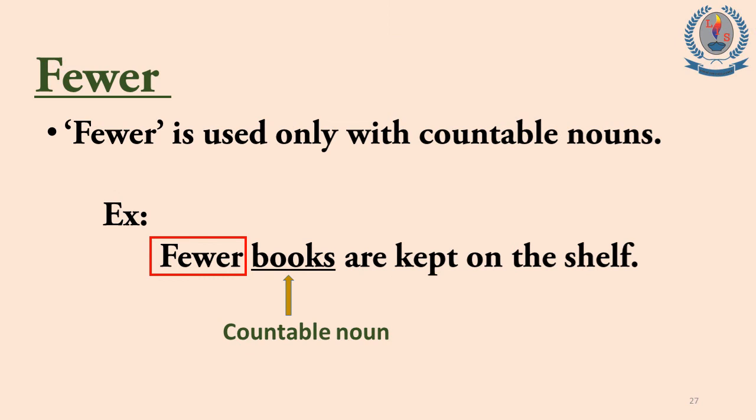Fewer. Fewer is only used with countable nouns. Example, fewer books are kept on the shelf. Here, the word books is a countable noun. So, you can use fewer as an adjective for the word books.